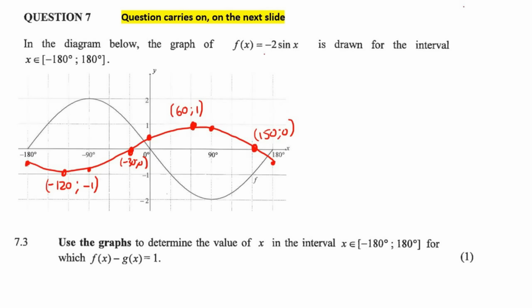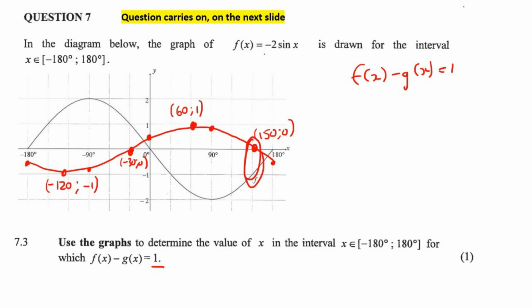7.3, it says use the graphs, and this is only for 1 mark, so don't be too intimidated. It says use the graphs to determine the value of x in this interval for which f of x minus g of x is equal to 1. When they say f of x minus g of x is equal to 1, they're talking about the vertical distance between the two graphs, f of x minus g of x. And it's f of x on top. That's the first one. So f of x must be on top. So they're wanting to know where is f of x on top, and it must be exactly 1 unit above the other graph. So I can see a place over here.